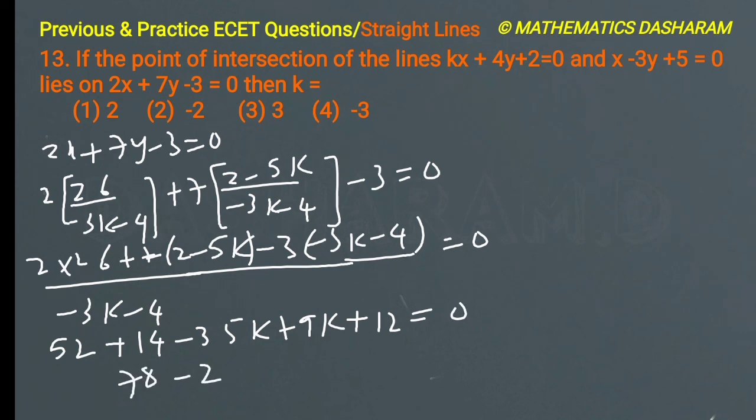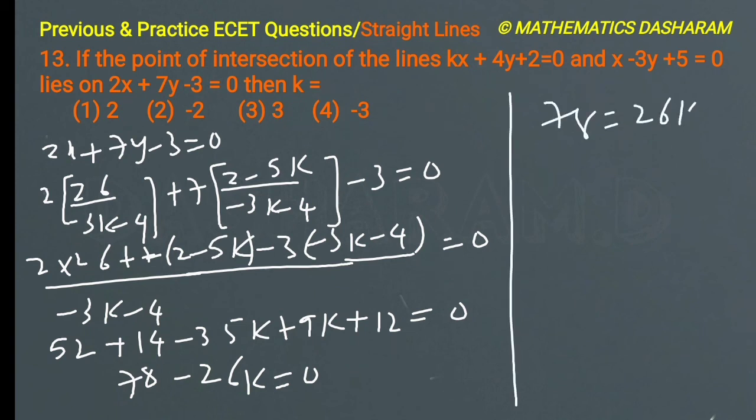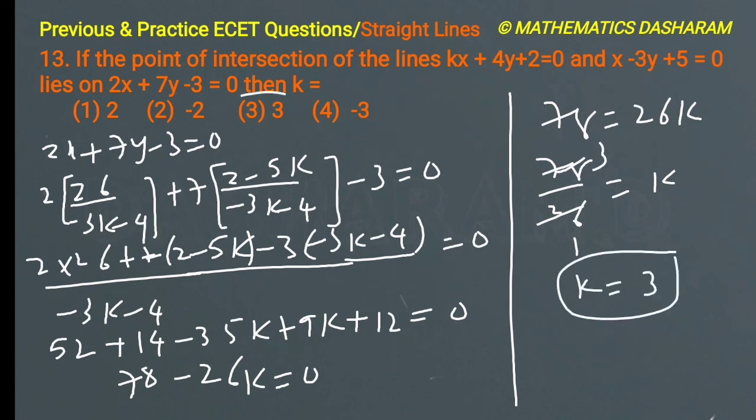78 minus 26k equals 0, then 78 equals 26k. So 78 divided by 26 equals k. 26 ones are 26, 26 threes are 78, so the k value is 3. So option 3 is correct.